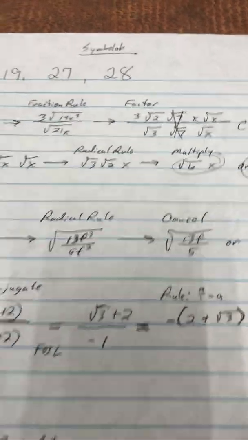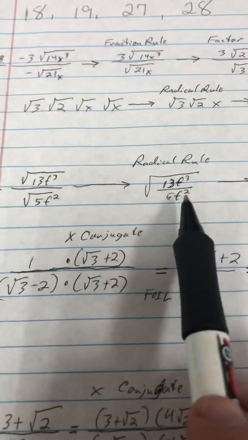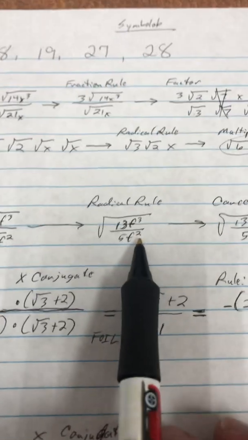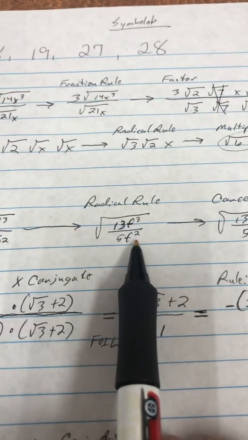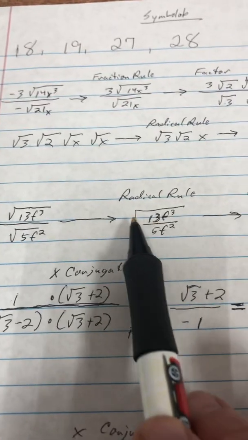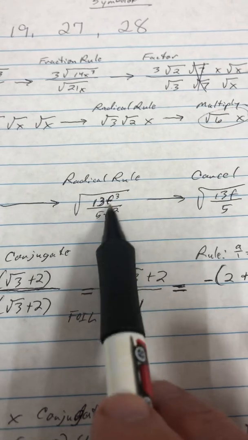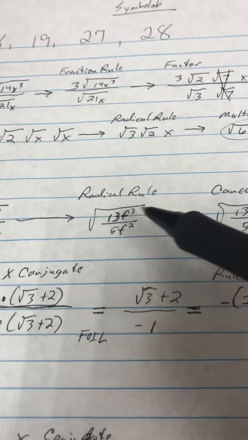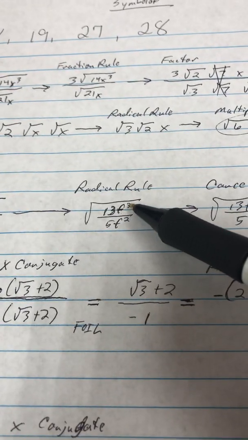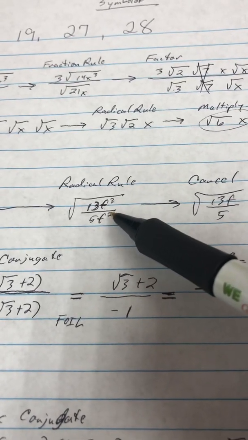Okay, hope that was helpful. This one, number 19, you have this expression. The radical rule is going to be, you have a radical over a radical. You could just put it underneath one big radical and make it like this. Now, when you have the same number to a power, you're going to use power rules. And you're going to have 3 minus 2.